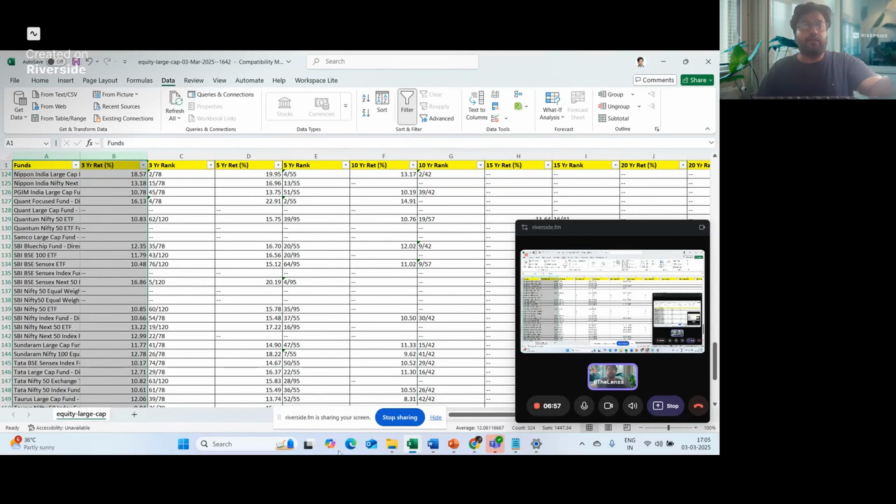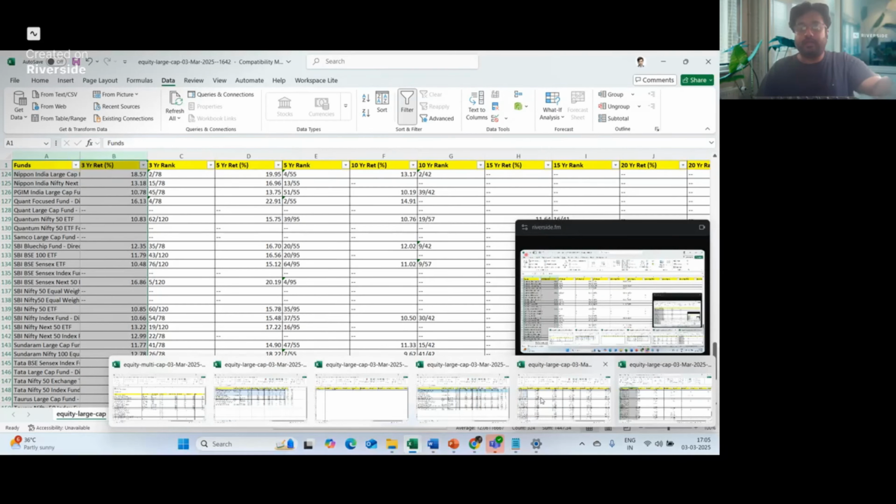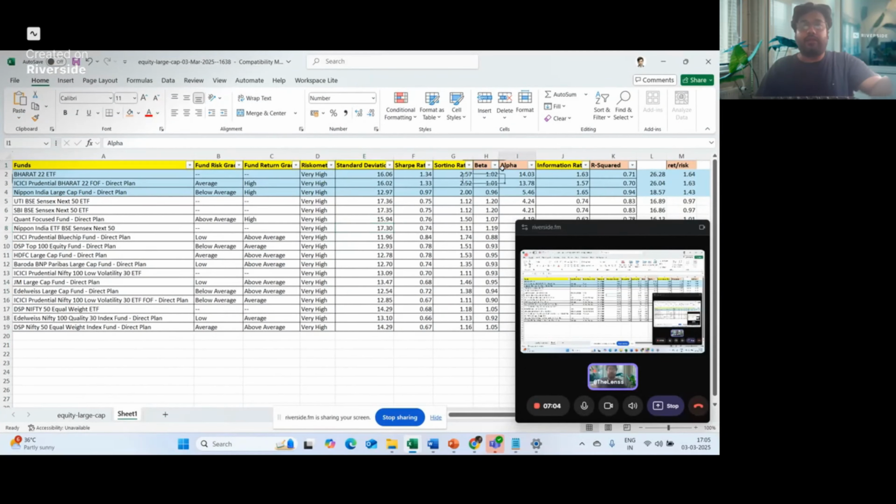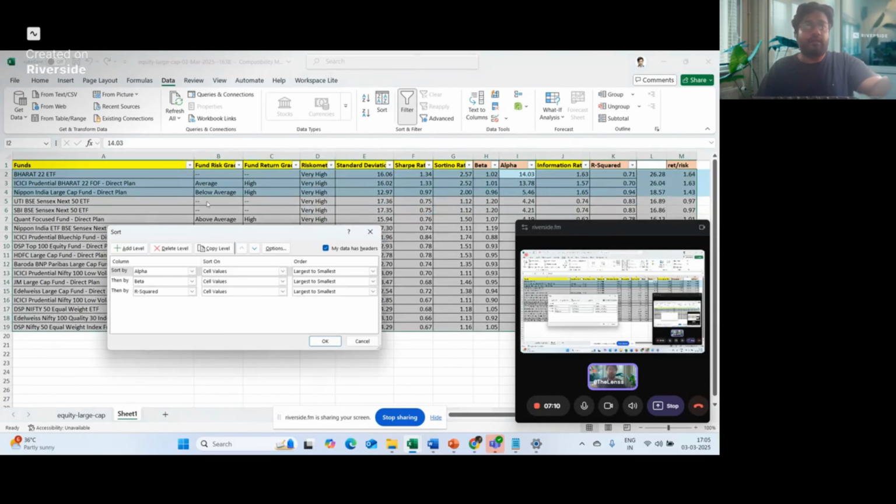So what I've done over here post this is I have sorted these values. First, let me show this to you, sort data sort. The first level of sorting has been done on alpha, largest to smallest values. Then the second level of sorting I've done on beta, again largest to smallest values, and the third sorting I've done on R squared, again largest to smallest value.